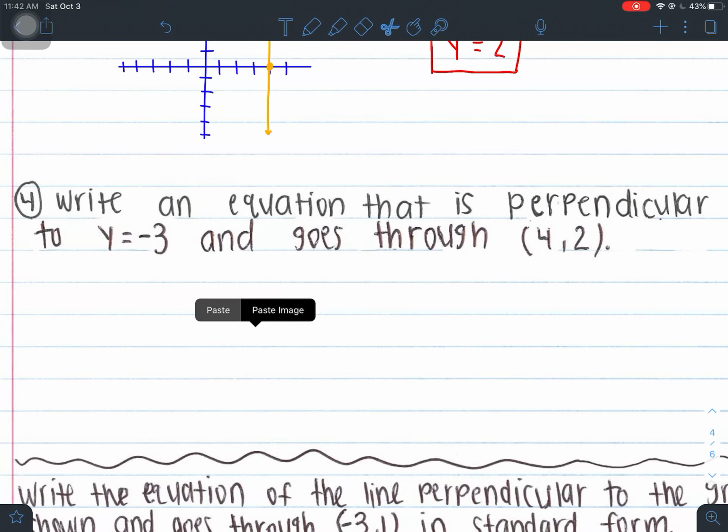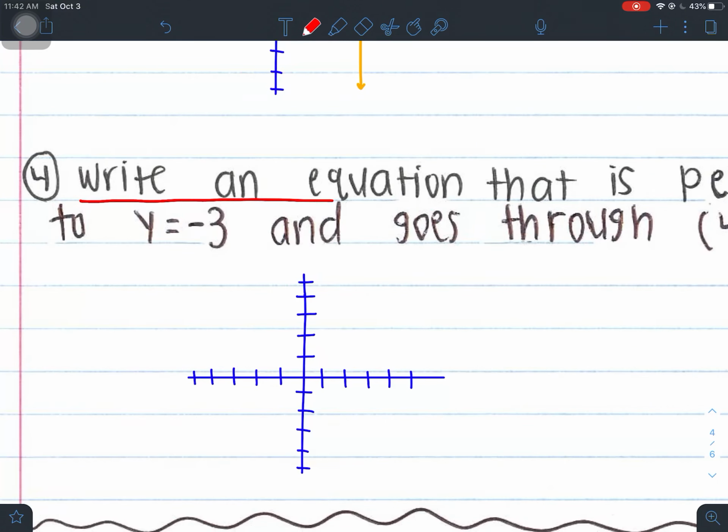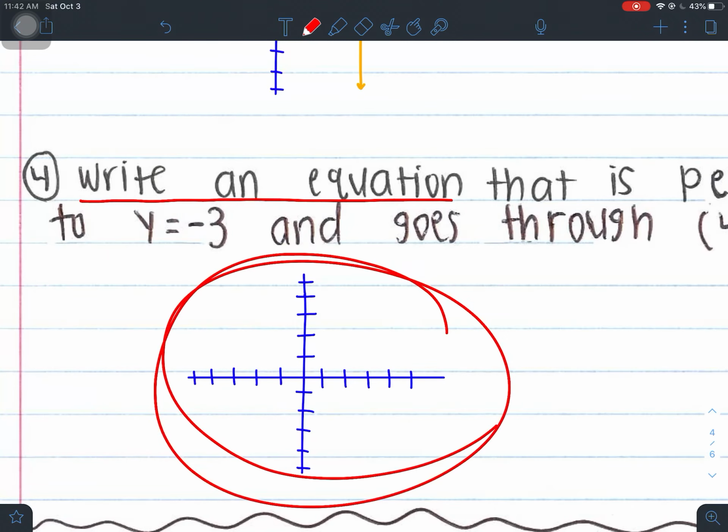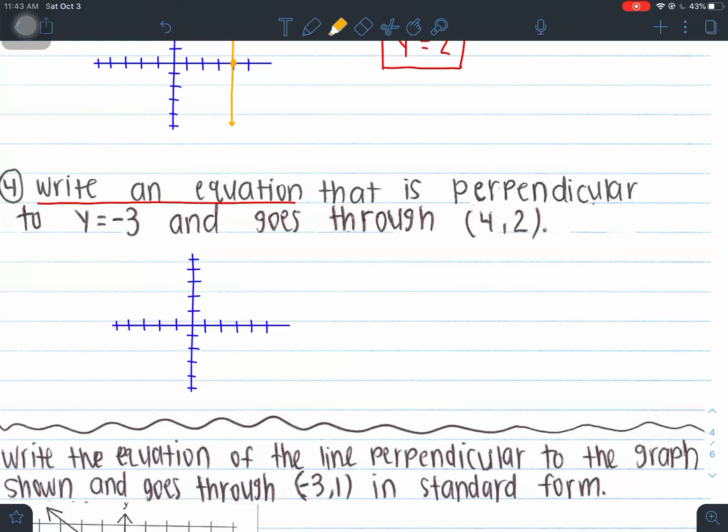When it's not typical, when it's not normal, you're going to draw yourself a little graph to help guide you. You don't have to do this if you can do it in your head, but you don't want to make a mistake by accident. You know in the very end that you have to write an equation. So remember, this picture is not your answer. This is just to help find the answer. It's basically kind of like your work.